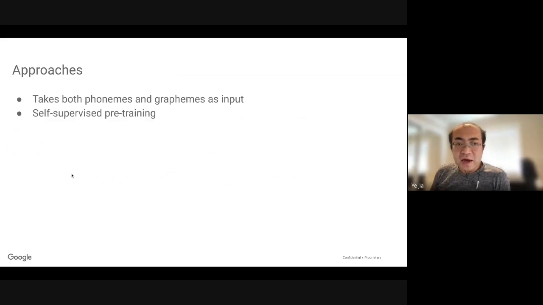We actually saw a lot of similar cases in our TTS research. So we took two approaches for addressing this issue. The first one is, instead of taking only phone names as input to the neural TTS model, we take both phone names and graphemes as input. And secondly, we pre-train the model in a self-supervised manner on a large plain text corpus.